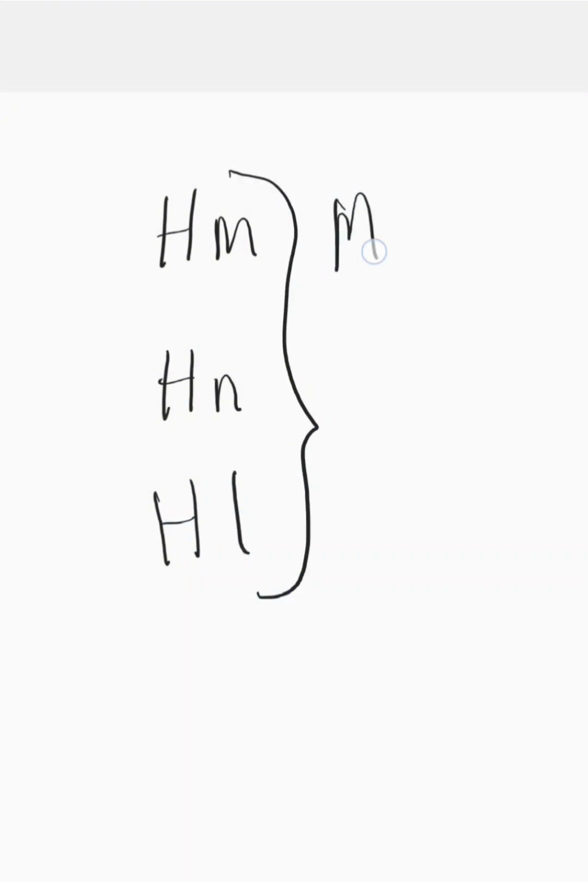Today I'm going to address the question about why is it that the H is in front of the M and in front of the N and the L instead of this way.